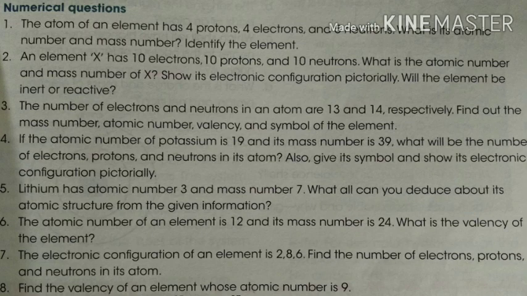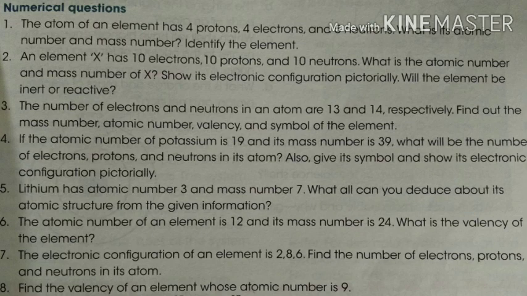Question number 4. You have to find out the number of electrons, protons and neutrons in potassium atom. Atomic number is given as 19. Therefore, number of protons equal to 19, electrons equal to 19. And number of neutrons equal to mass number minus atomic number. 39 minus 19 equal to 20. The symbol of potassium is K. The electronic configuration is 2, 8, 8, 1.